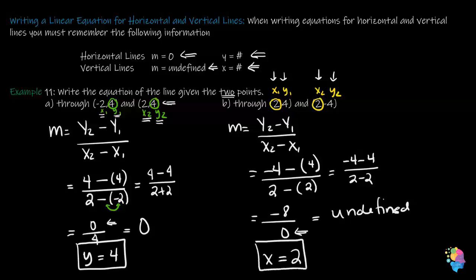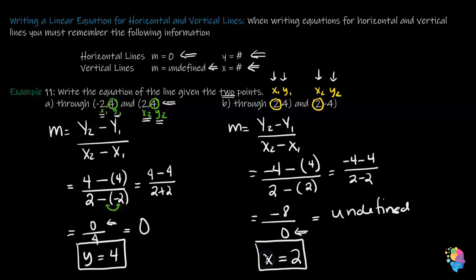Now, could you have seen that the equations were going to be y equals 4 and x equals 2 from the beginning without actually having to find the slope? Yes. Whenever they give you 2 points and you notice that the y's are the same, then your equation will be y equals that number. And if they give you 2 points and you notice that the x's are the same, then you know that the equation is going to be x equals that number.